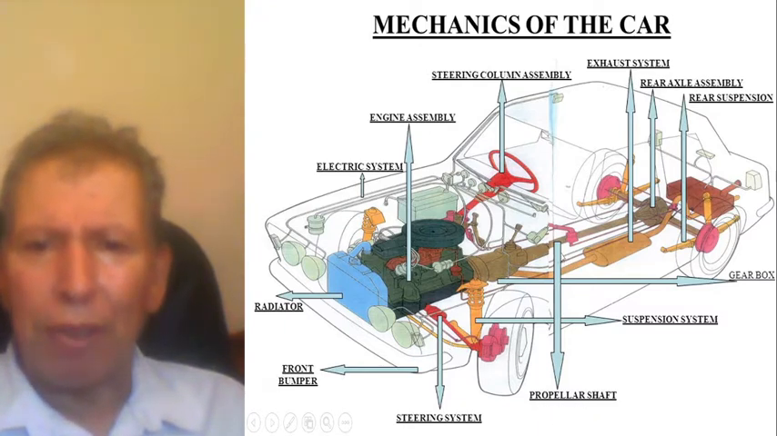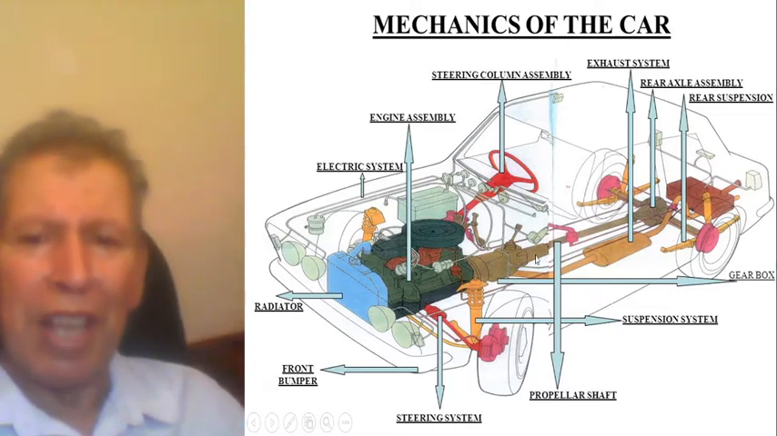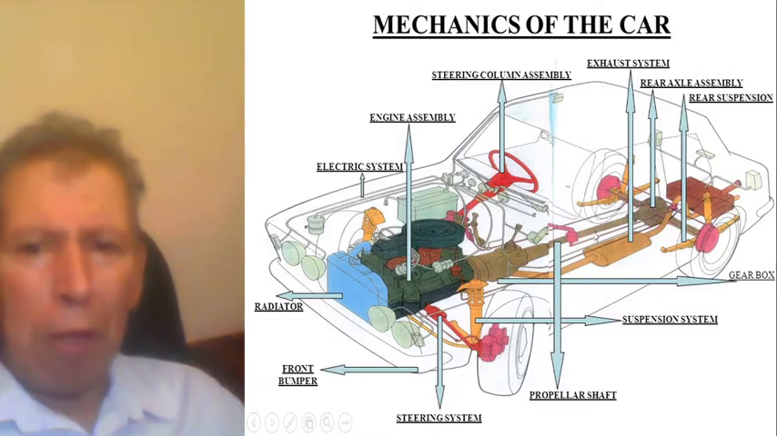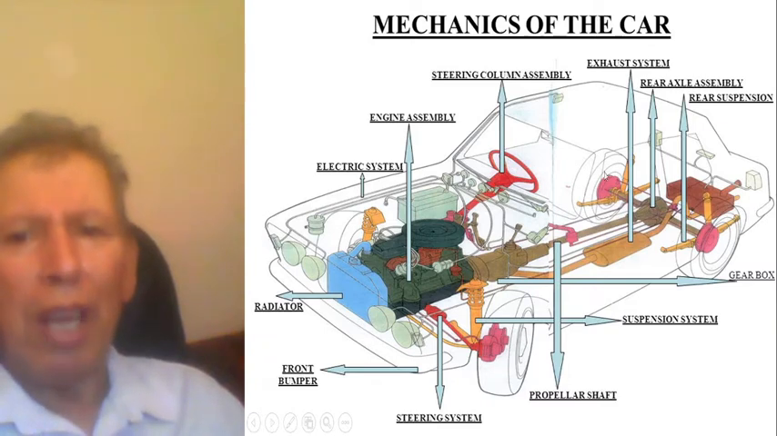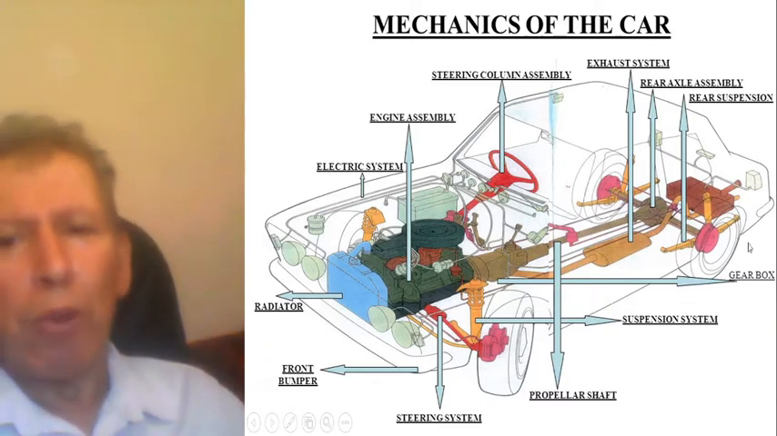Propeller shaft. Well, this is the shaft that transmits. Remember, we spoke about transmission the other day. That transmits drive to the rear shaft and to the rear wheels. This is a rear wheel drive.